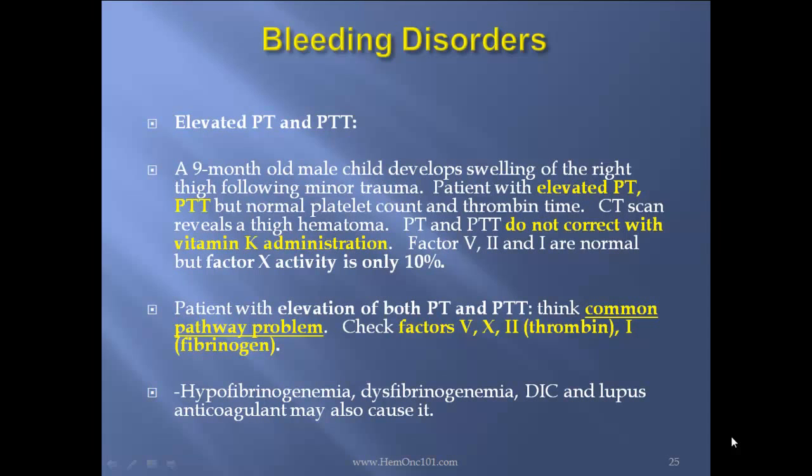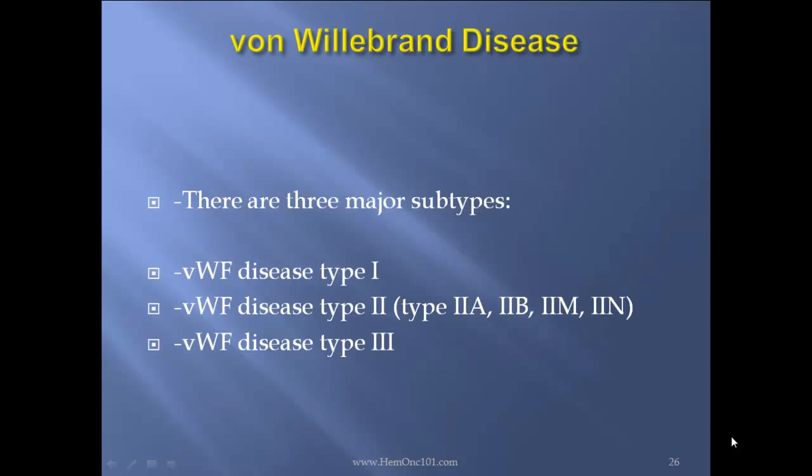So if you have elevation in PT and PTT, then obviously you need to check the common pathway. Factors 5, 2, and 1 are normal, but factor 10 activity is low, only 10%. So for patients with elevation of both PT and PTT, think common pathway problem. So check factors 5, 10, 2, and 1. Hypofibrinogenemia, dysfibrinogenemia, DIC, and lupus anticoagulant may cause this as well.